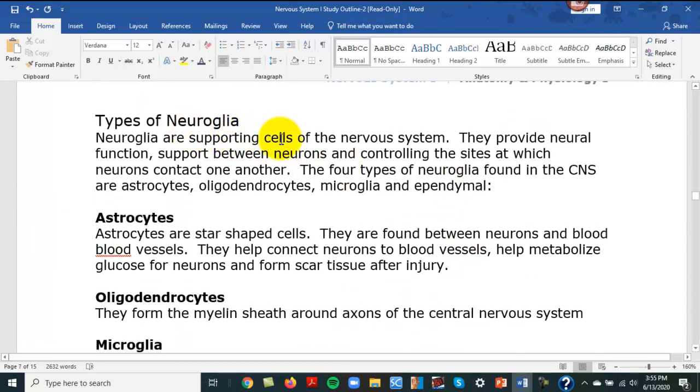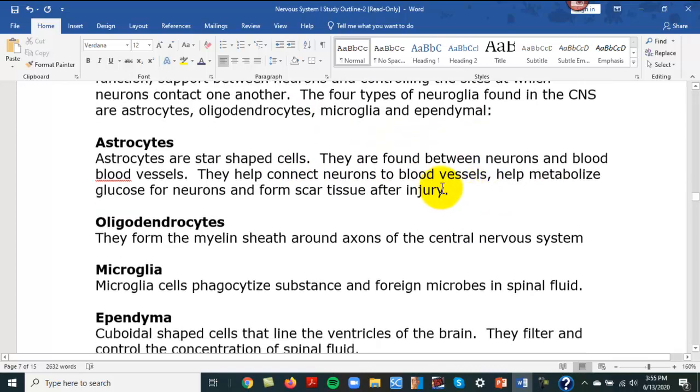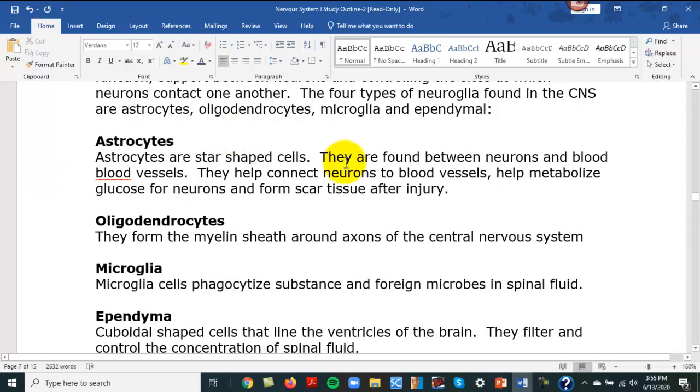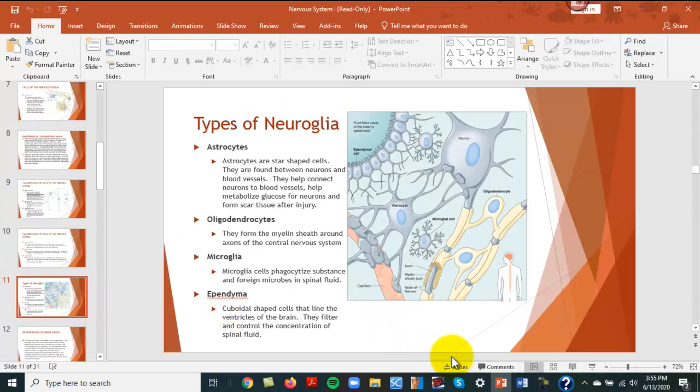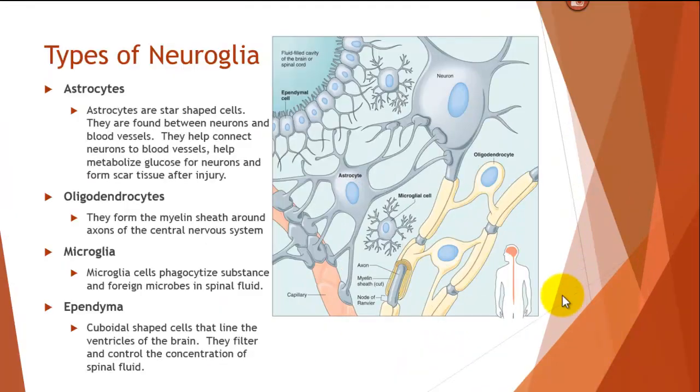Okay, neuroglial cells. I've heard them pronounced two ways. It says there's four. Now there's all different categories. Okay, we're going to do four types: astrocytes, oligodendrocytes, microglia, and what are called ependymal cells. So here are the descriptions. You're not going to miss anything. I'm going to go to our PowerPoint. So that page there.